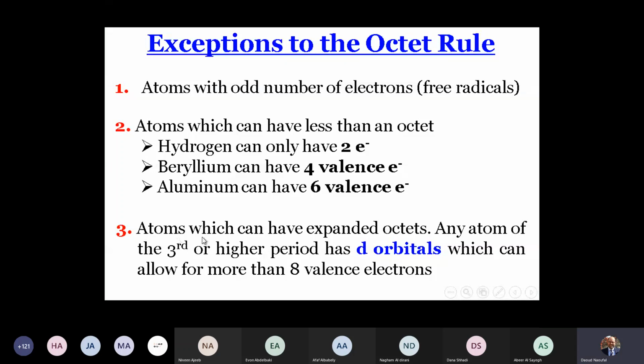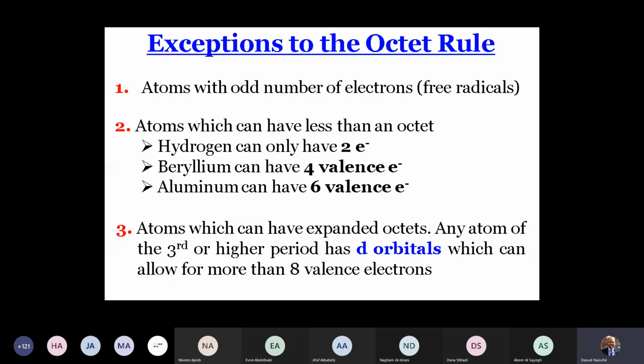For atoms which can have expanded octets, for example, when we pass to the 3rd period or higher, we will obtain d orbitals. For example, in the electronic configuration, we have 4s2, 3d10, 4p6. So now in the 3rd period or higher, we have d orbitals that can be used. And these d orbitals allow us to expand the rule from 8 valence electrons for blocks s and p to 18 electrons if we use d.